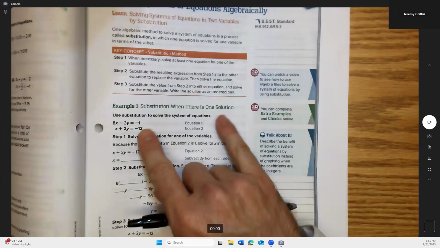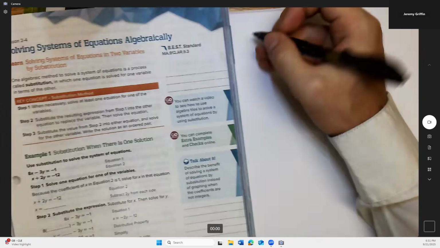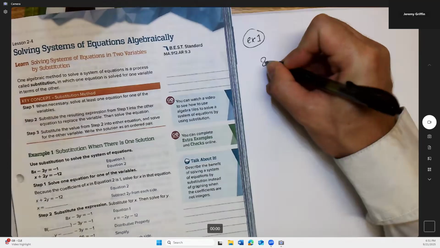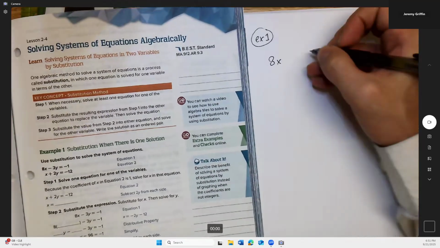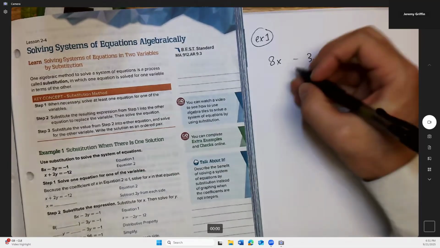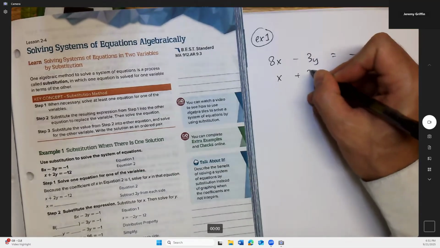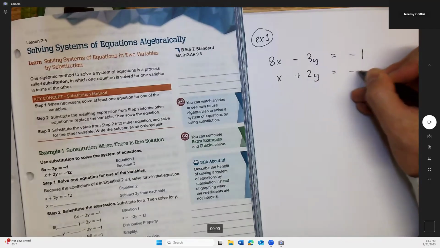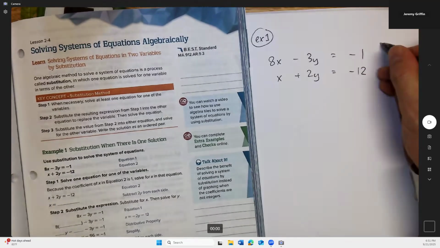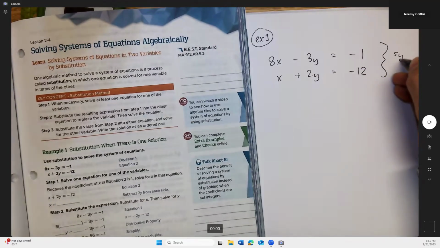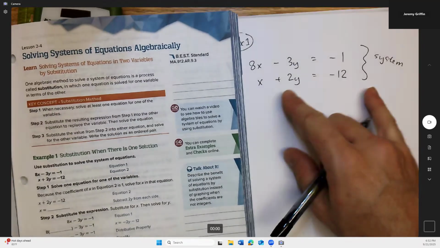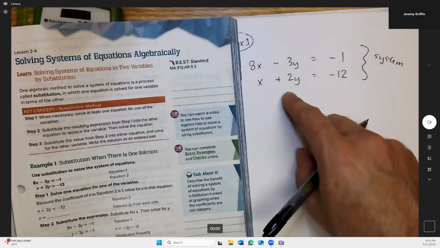Substitution when there is one solution. This is example one. They give us 8x minus 3y equals -1, and then x plus 2y equals -12. This is my system, right? Again, I could turn these into graphs and see where the graphs cross and find the coordinate, and that would be the answer. It would tell me exactly what x and y are, in terms of a coordinate.